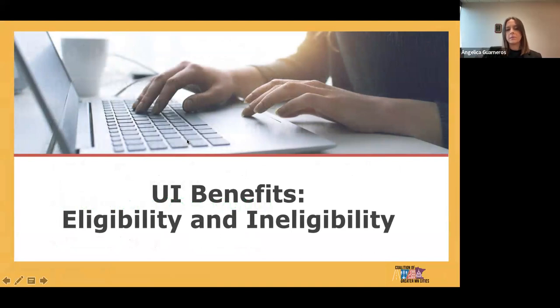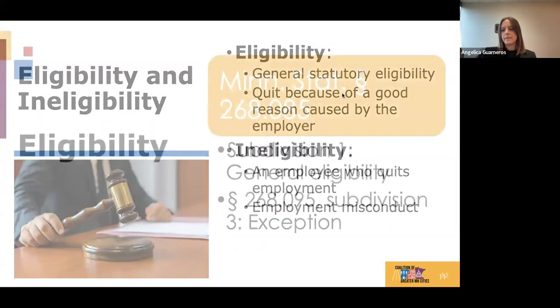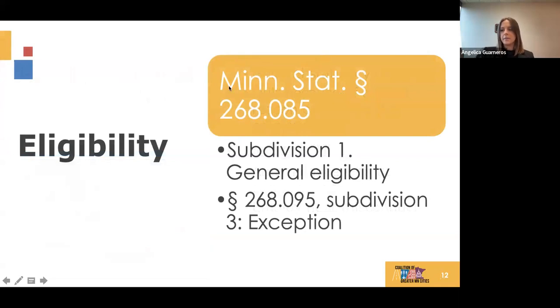So we're going to talk a little bit about the eligibility and ineligibility standards for the unemployment insurance benefits. Generally, for eligibility, we look at the statutory eligibility. And then typically they look at a quit because of a good cause reason caused by an employer. This is usually an exception to the rule of quitting. And then ineligibility, an employee who quits employment, and the employment based on misconduct. So for eligibility, we look at Minnesota statute 268.085. This just lays out the general eligibility. And then we also look at statute 268.095. There is an exception to quitting based on a good cause reason caused by the employer.